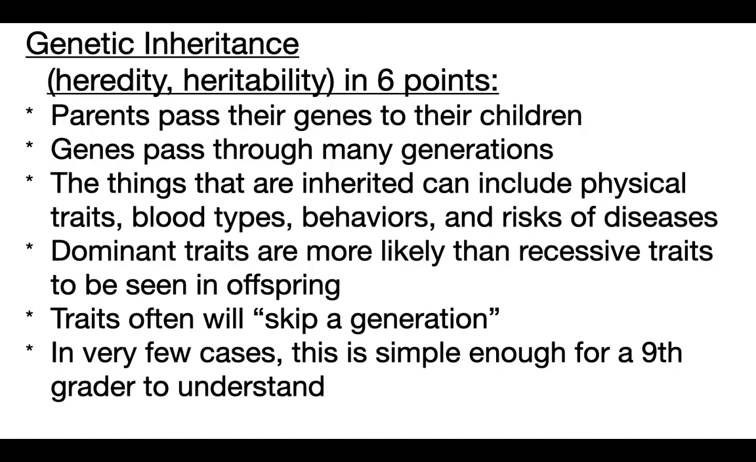First, parents pass their genes on to their children. Genes may pass through many generations. The things that are inherited genetically can include physical traits, blood types, certain kinds of behaviors, and risks of disease. Dominant traits are more likely than recessive traits to be seen in offspring. Traits will often skip a generation, and in very few cases is this simple enough for a 9th grader to understand. So we'll break each of these 6 points down just briefly in this introduction.